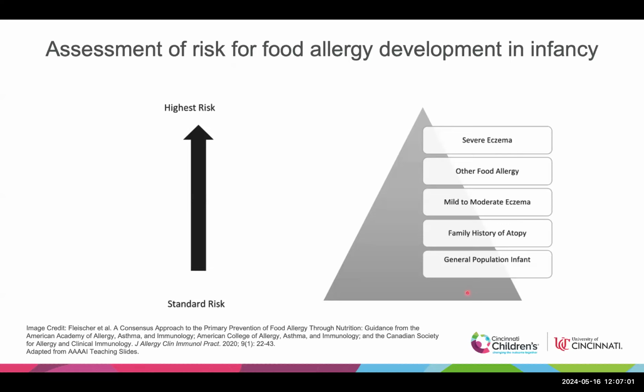The risk gets higher with family history of atopy, mild or moderate eczema, and other food allergies, and the highest risk is given if an infant has severe eczema. Especially the LEAP study, which I will talk a lot more about, and the NIAID addendum guidelines also said that severe eczema and/or egg allergy are the greatest risk factors for developing a peanut allergy. Why is this?